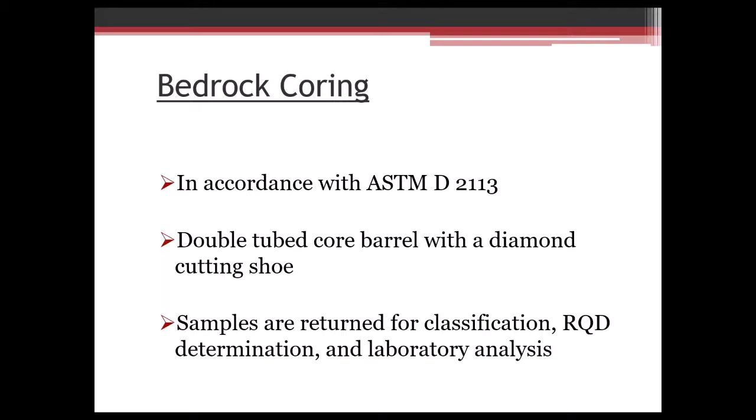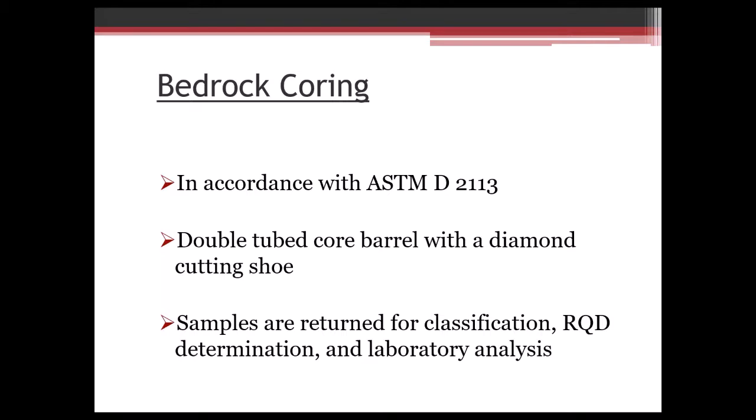The double tube refers to the fact that there's an outer barrel that is attached to the cutting shoe, and that spins at a high rate of speed. And then, as the cutting progresses, the sample is retained inside of an inner core barrel, and that inner barrel is on a bearing system so that it's barely spinning or not spinning at all. That protects the core as it goes up into the cutting head so that it doesn't get damaged by that high speed on the outer side.